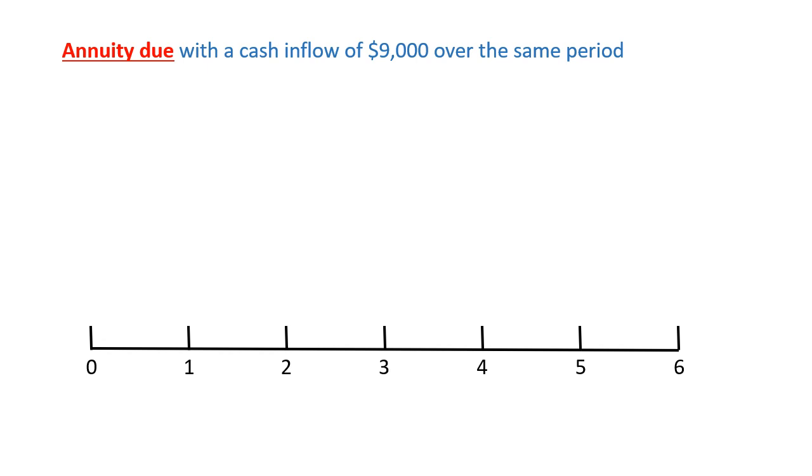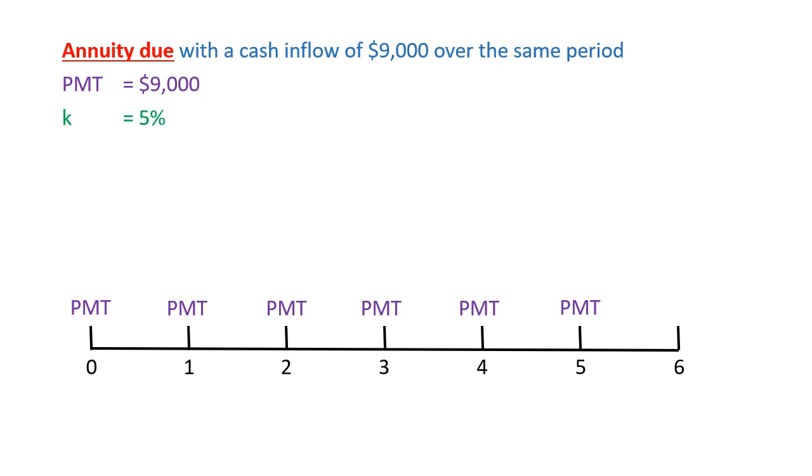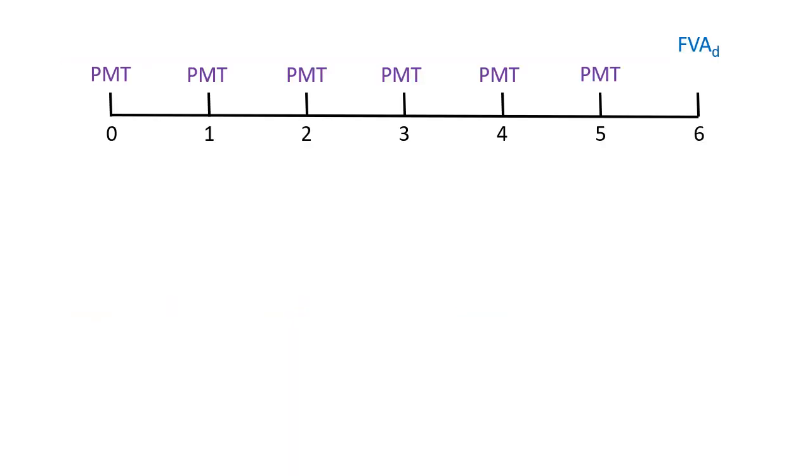Annuity due with a cash inflow of 9,000 over the same period. PMT is 9K. Take note, this is an annuity due. It occurs at the beginning of the period. K is 5%. N is 6. Find FVAD, the future value at the end of 6 years.